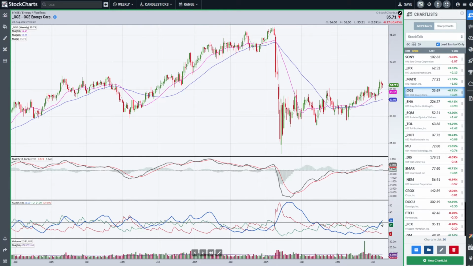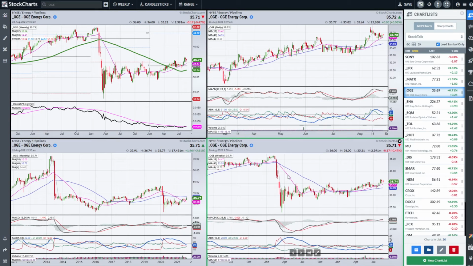We've got ADX confirming this move. So I do think there's a push to the upside coming, but I think it's going to get a little bit more difficult as you get up towards 40. So I would probably look at it more as a short-term trading play at this point, just because there's a little bit too much overhead resistance up in the high 30s, maybe closer to 40.